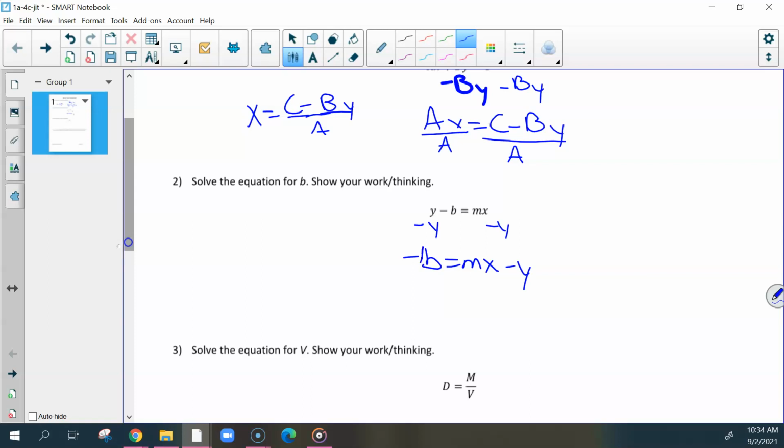There's really a negative 1 in front of that b, so we need to get rid of that by dividing it to everything. I'm separating out this negative 1 because I can change the sign of each term. So these would cancel and just become a positive b. This would make this a negative mx. This would make this a positive y.